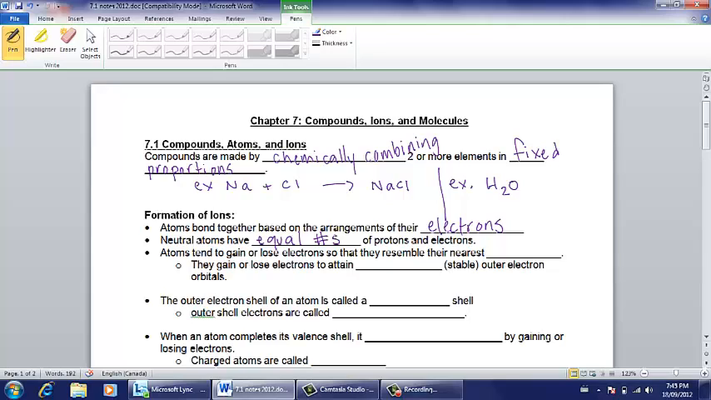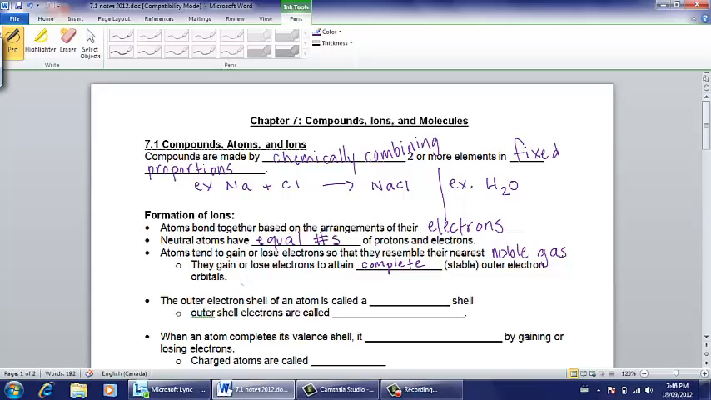Atoms will tend to gain or lose electrons so that they resemble their nearest noble gas. They gain or lose electrons to attain complete outer orbitals. If you study the Bohr diagrams for noble gases, they all have complete outer orbitals.